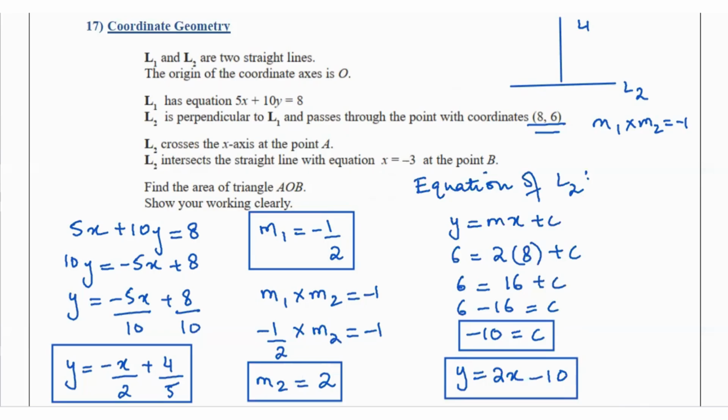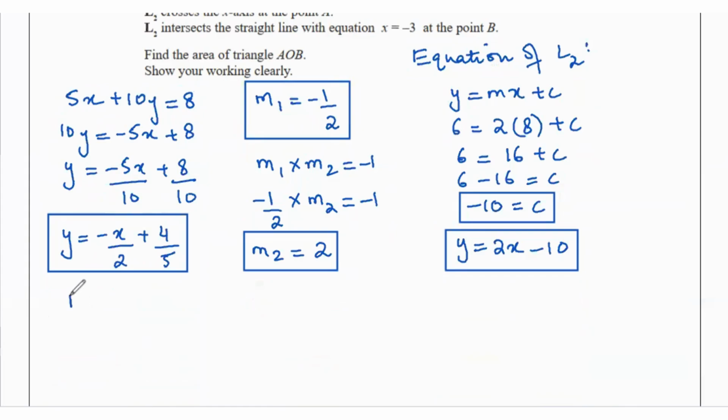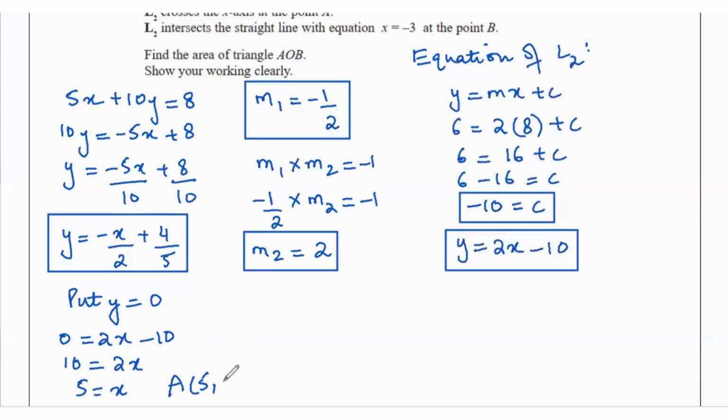Now after this, it said that L2 crosses the x-axis at the point A. So if it's crossing the x-axis at the point A, that means the y value is going to be 0. So using this, we can find the coordinates of A. So put y equals 0. 0 equals 2x minus 10. 10 equals 2x. x equals 5, which means A is going to be (5, 0).